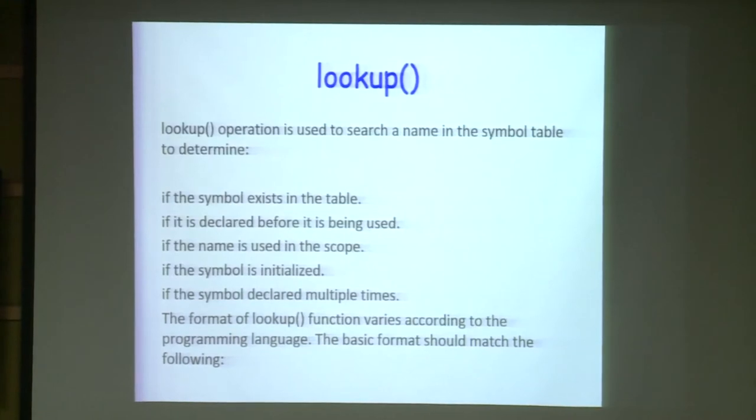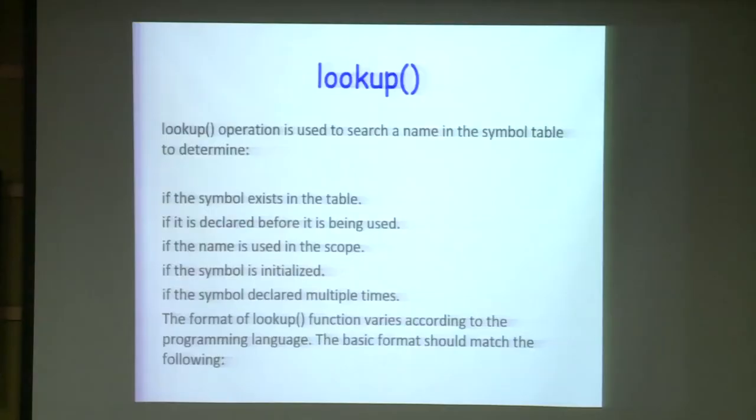Then the name used in the scope, and whether the symbol table is initialized. Sometimes a symbol table may declare a particular variable multiple times, and they will also check that. The format of the lookup function is verified according to the programming language, and the basic format should match the following. I hope you guys are clear about the lookup function.